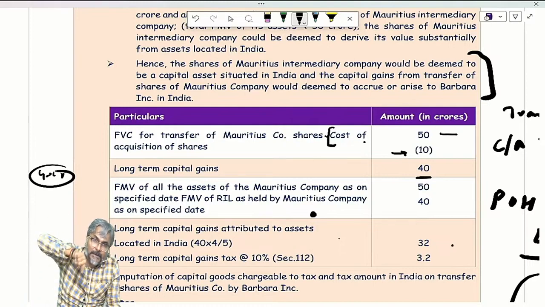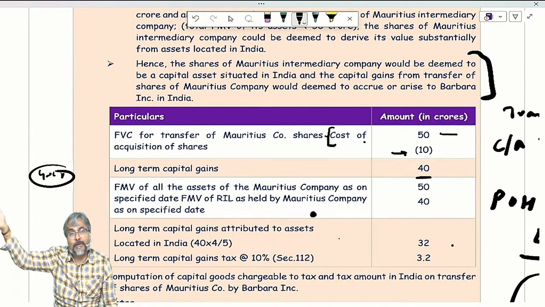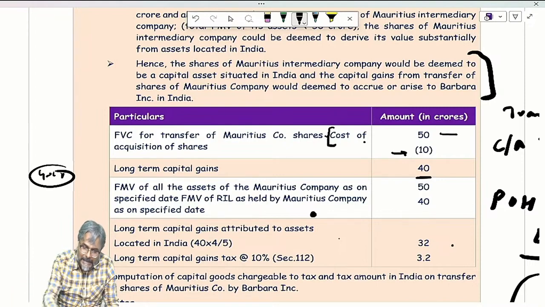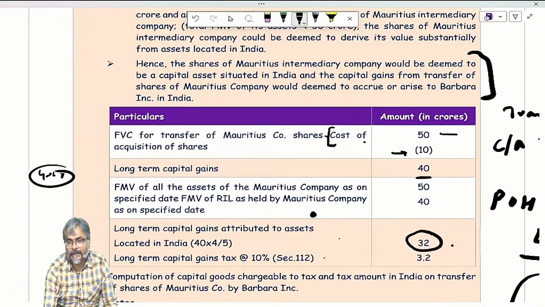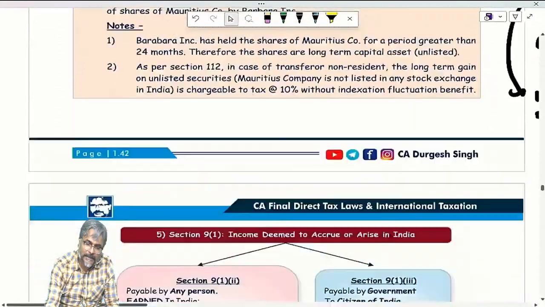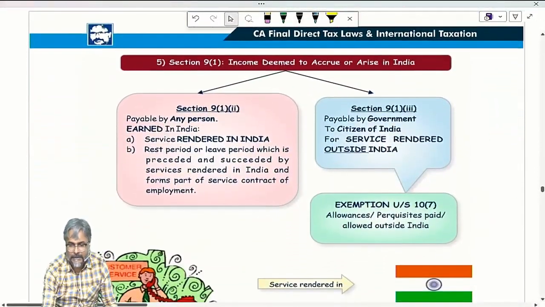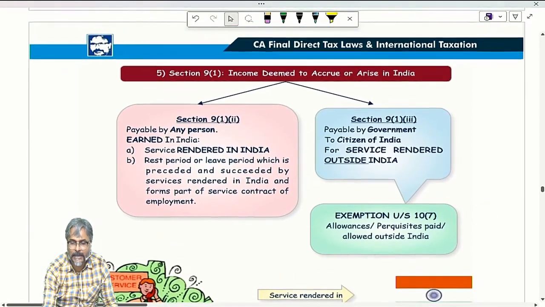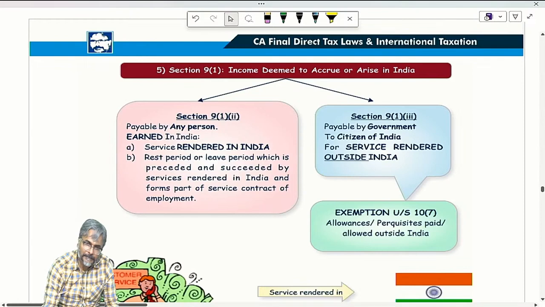Therefore, in the transfer of the shares of the Mauritius company, the capital gain which is deemed to accrue in India is only to the extent of 80%. And that's the reason why 32 crore, 80% of 40, and on that 10%. Is that point clear to all of you? That is one of the beautiful questions, students, and that is exactly the point. With that, now we go to our next point, students.